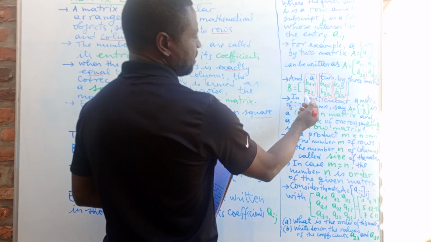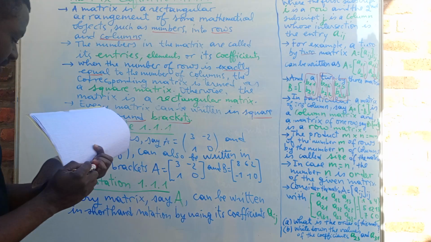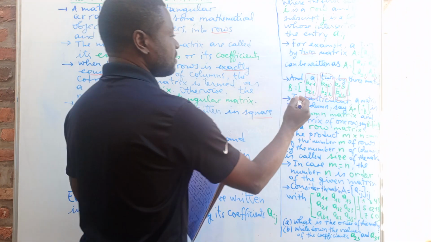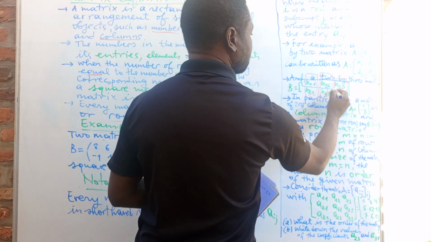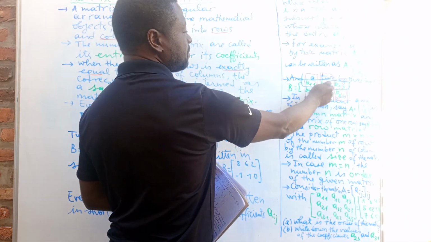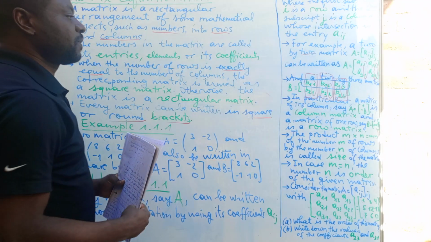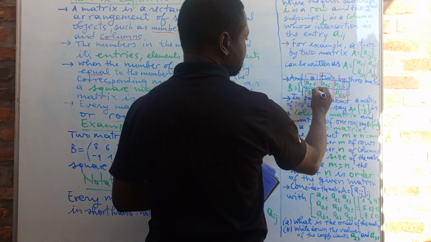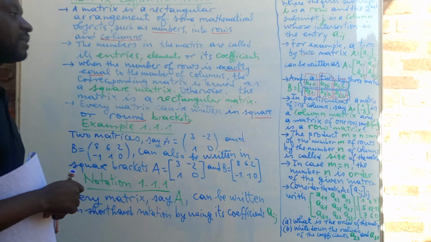Now here, about this first row, let me use another marker pen. This one makes the first row, which means that the coefficients b11, b12, b13 make the first row. The second row is this one, because we have 2, 2, 2 indicating the second row.